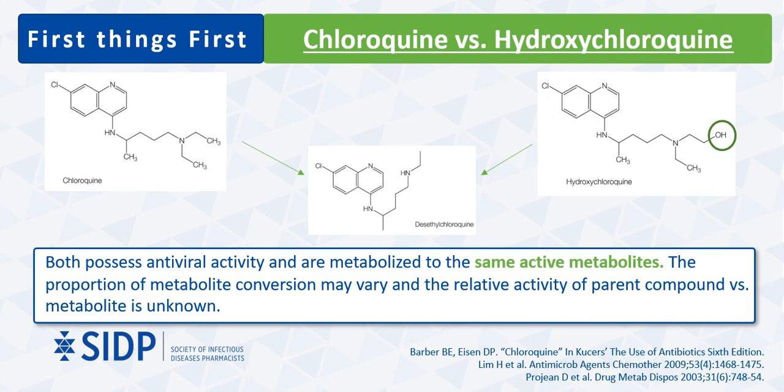First things first, chloroquine versus hydroxychloroquine. On the left-hand side of this slide, you can see the chemical structure for chloroquine, and on the right-hand side, you can see the chemical structure for hydroxychloroquine. Hydroxychloroquine is quite literally a hydroxyl transformed version of chloroquine. Both of these molecules are independently active against COVID-19, and they are also metabolized by P450 enzymes to active metabolites, which include some of the same ones like desethylchloroquine. The proportion of metabolite conversion can vary, and the relative activity of parent compound versus metabolite is unknown.